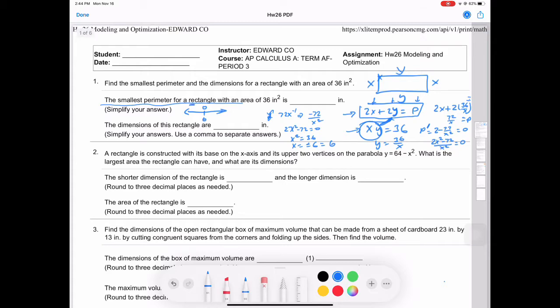And if I plug in a number bigger than 6, like 7, 8, 9, 10, that's going to be bigger than 72 as a plus. So this is a minimum value at 6. Now, the problem is, now that we found where the minimum happens, what would the minimum be?